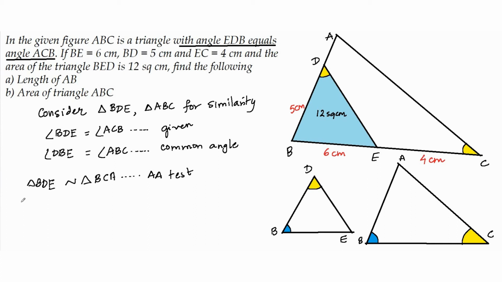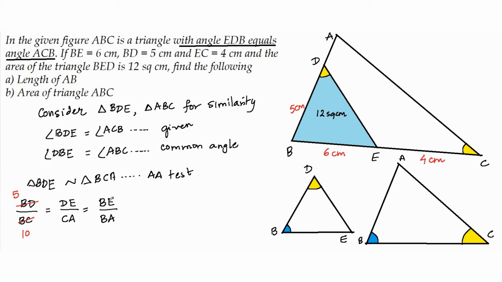And because these two are similar, let's take their corresponding ratios. So BD divided by BC will be equal to DE divided by CA is equal to BE divided by BA. So now let us mark the corresponding sides. BD is 5, so I can replace BD by 5. And BC is 6 plus 4, which is 10, right? BC is 10. DE is something that I do not know.